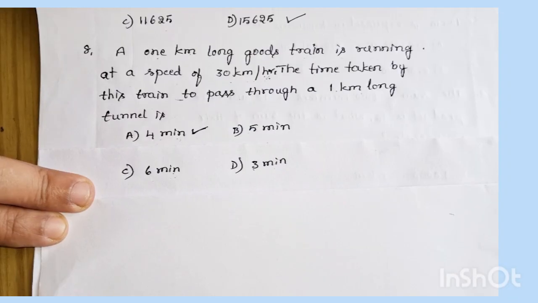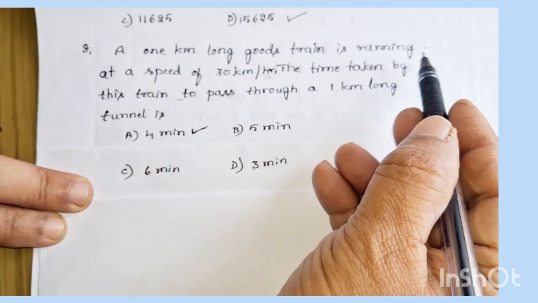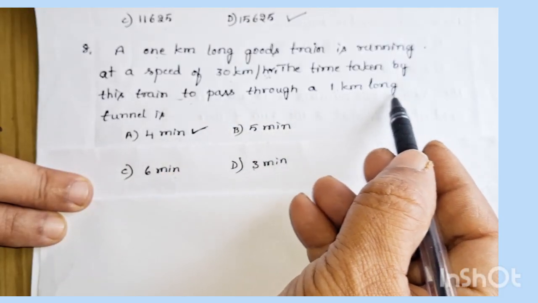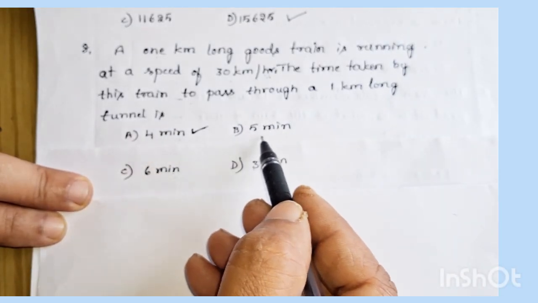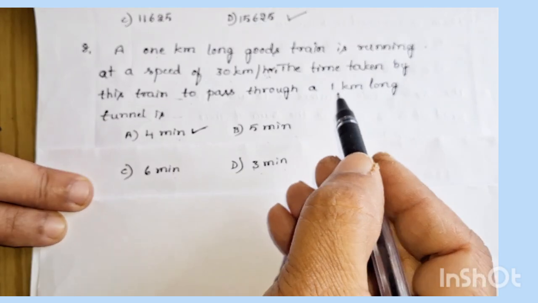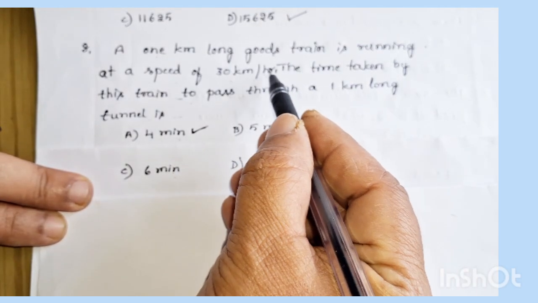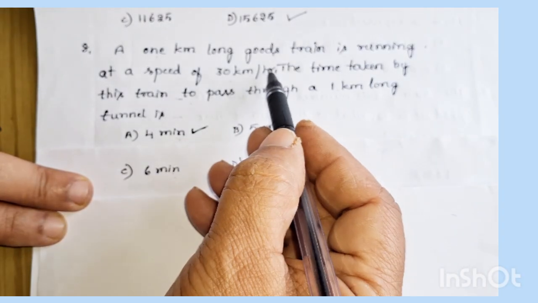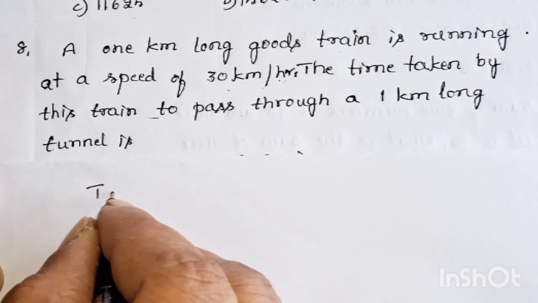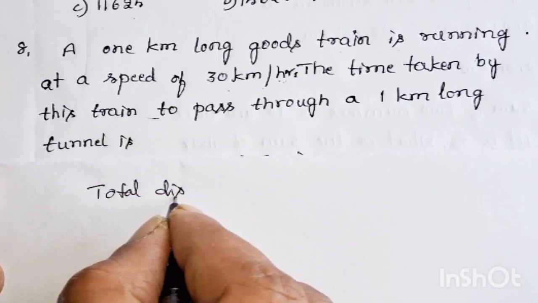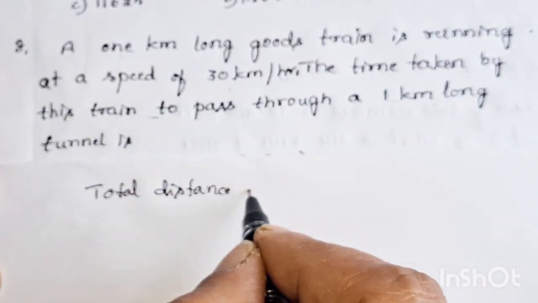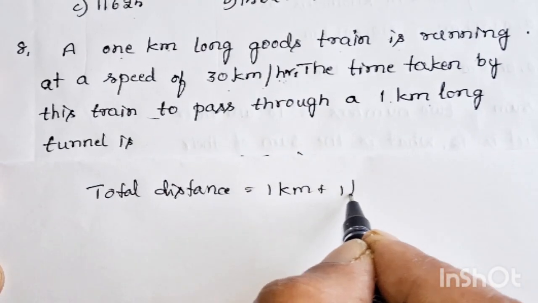Next is 8th question. A 1 kilometer long train is running at a speed of 30 kilometers per hour. The time taken by this goods train to pass through a 1 kilometer long tunnel is, options: 4 minutes, 5 minutes, 6 minutes and 3 minutes. Here the total distance can be calculated by adding the length of the train and the length of the tunnel. Length of the train is 1 kilometer and the length of the tunnel is 1 kilometer.